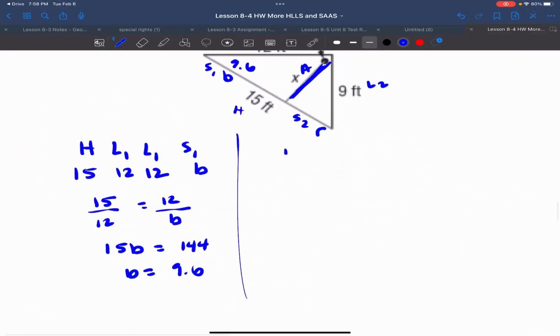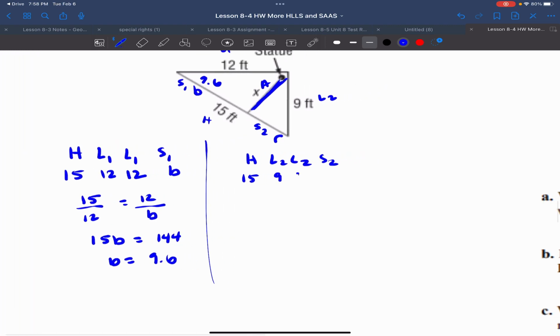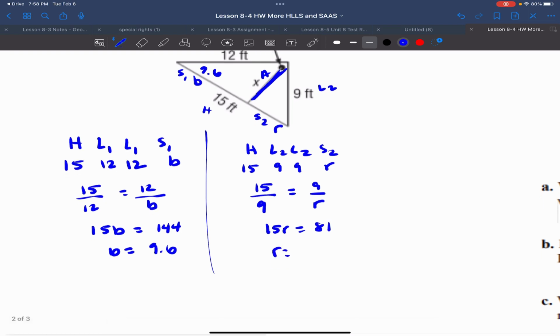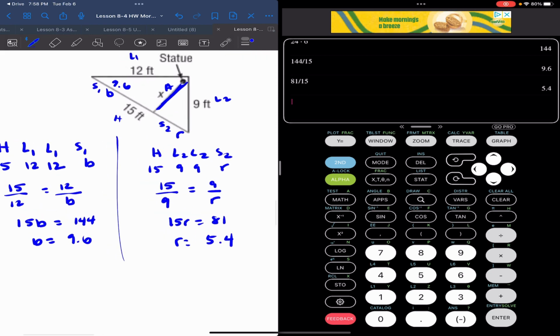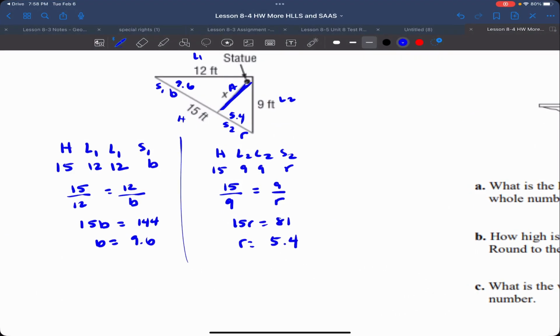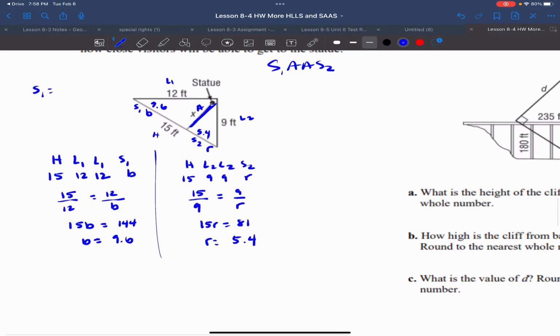And then let's go ahead and figure out what segment 2 is. H, L2, S2. And I called this R. I don't know why I changed that from Y to R, but whatever, it doesn't matter. Hypotenuse 15, leg 2 is 9, segment 2 is R. So 15 over 9 equals 9 over R. So I have 15R equals 81. What is R equal to? 81 divided by 15. That is 5.4. So this is 5.4. Okay, to summarize, segment 1 is 9.6, and then segment 2 is 5.4.